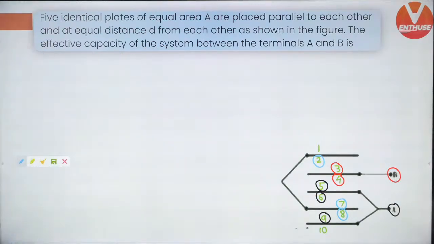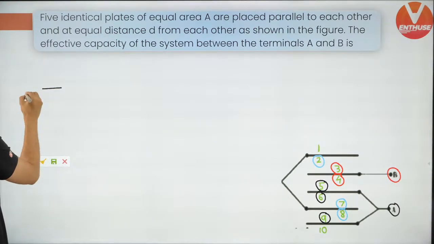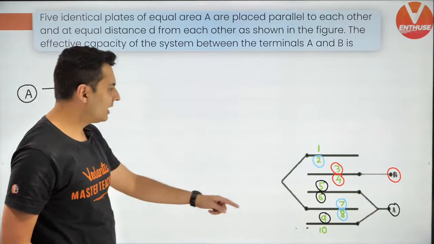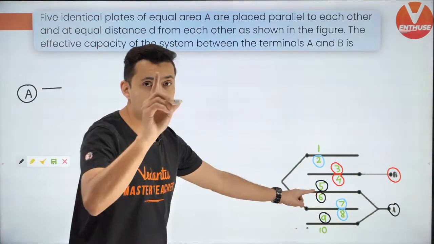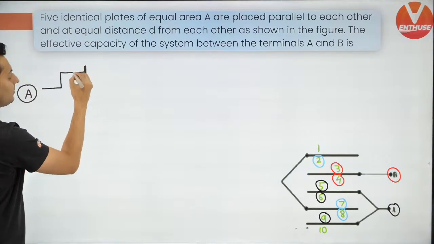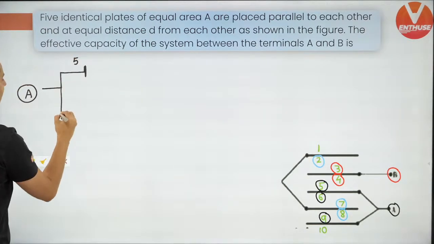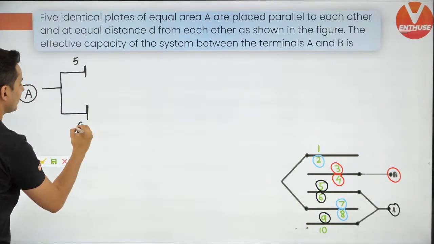Now start drawing the diagram. How will the diagram look? That's all you need to think about. Let's go with A first. So this is A. Remember, A has some potential. Who is connected directly to A? 5 and 6. So show one capacitor like this. I hope everybody is understanding this. This is 5 and this is 6.